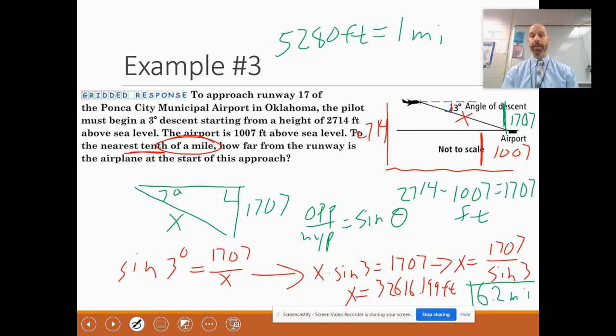It is not that 32,600. That was in feet. The question wants it in miles. Okay, guys, so that wraps up section 8.4.